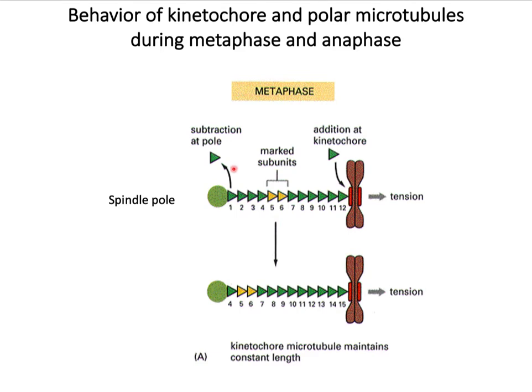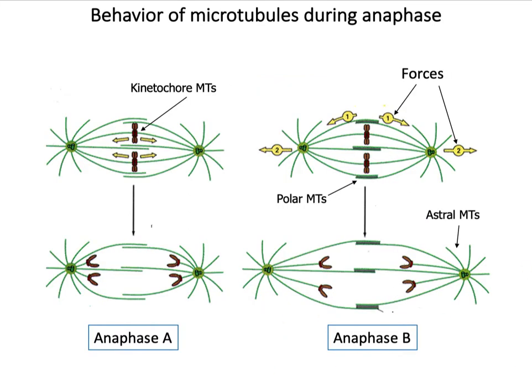And that is why you get the maintenance of this constant length of these kinetochore microtubules during metaphase. And if you could mark these two subunits, for example, by a fluorescent dye, you could see that the subunits appear to move towards the spindle pole because treadmilling is going on. But during anaphase, all three populations of microtubules behave very differently.